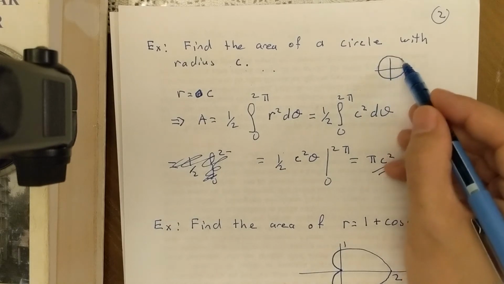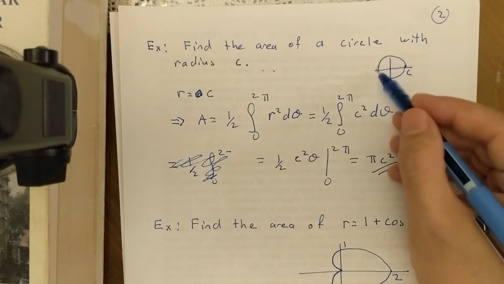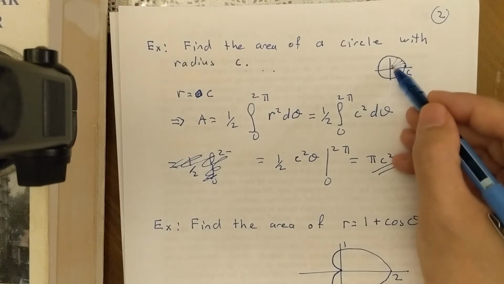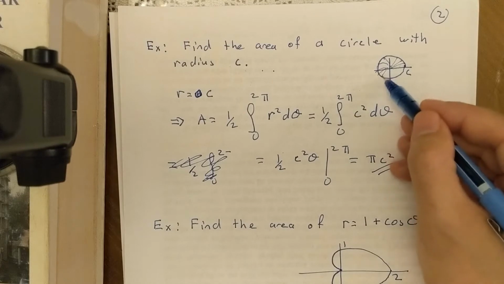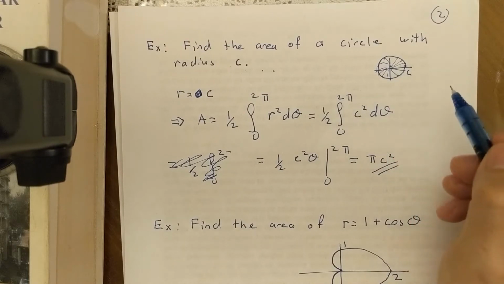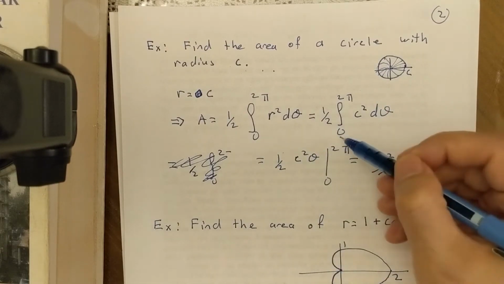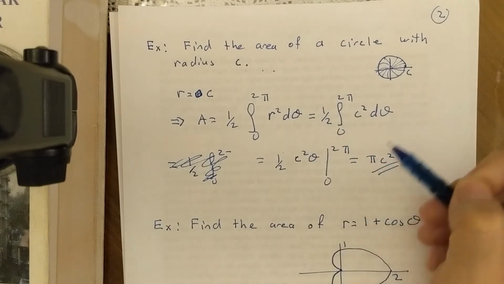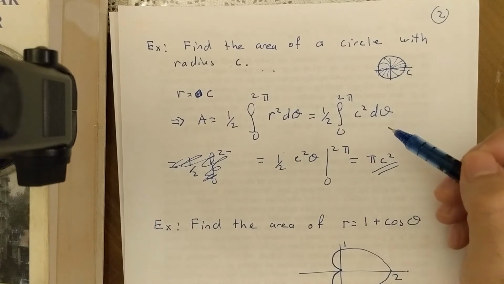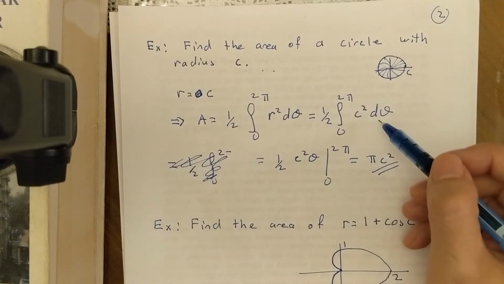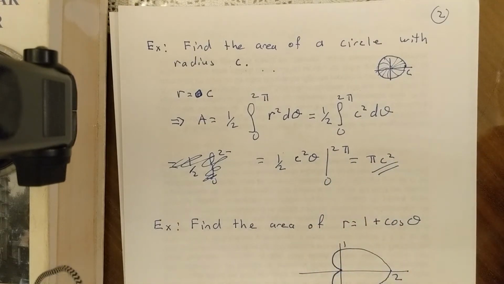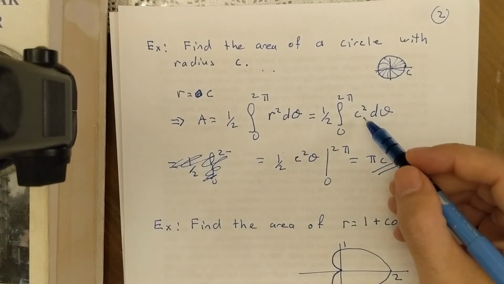So how long does it take to sweep from the origin? Think about the rays coming out like this. You will sweep it when you go around 2 pi radians. So it's going to be 1/2 integral from 0 to 2 pi, my r was equal to c, so c squared d theta. Now we're going to integrate it with respect to theta, and we get 1/2 c squared theta.